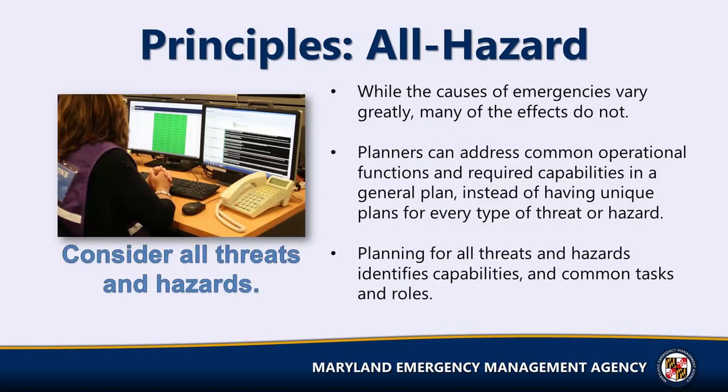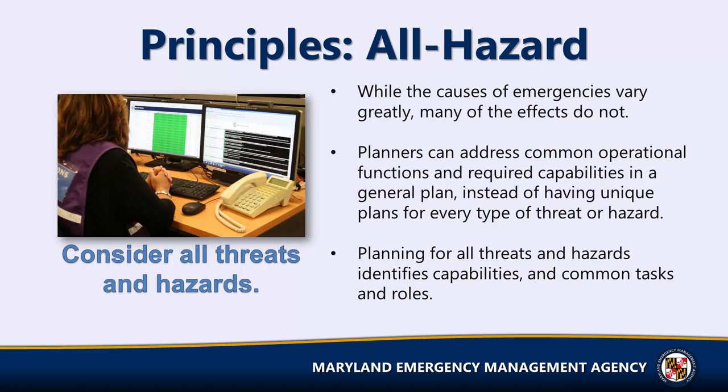While the causes of emergencies vary greatly, many of the effects do not. Planners can address common operational functions and required capabilities in a general plan. Instead of having unique plans for every type of threat or hazard, planning for all threats and hazards ensures that when addressing emergency functions, planners determine capabilities and identify common tasks and roles for accomplishing the tasks.